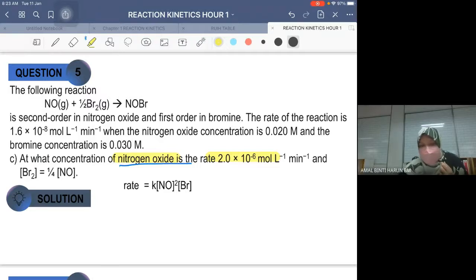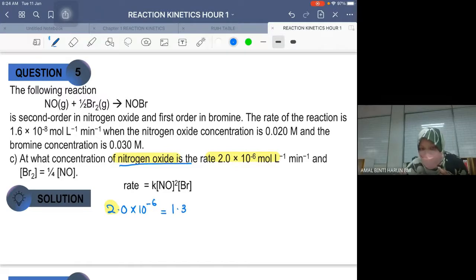Okay, macam mana nak selesaikan? Kita nak cari concentration NO tu berapa kan. So you just follow the soalan. Dia kata rate dia 2.0 exponent negative 6. Constant given. What is the constant? 1.6. Rate. Oh, tadi constant yang kita kira.